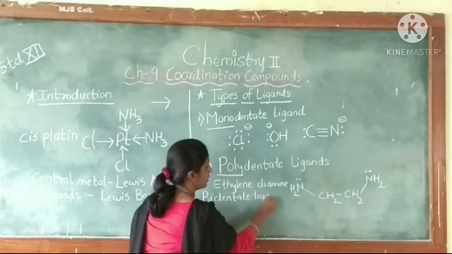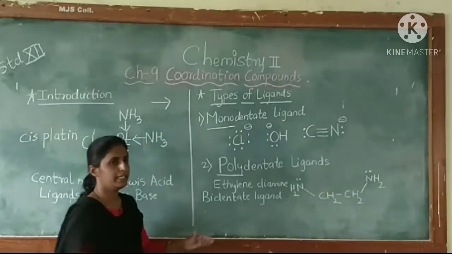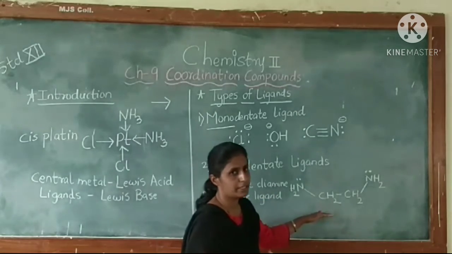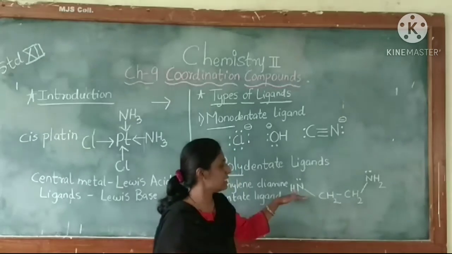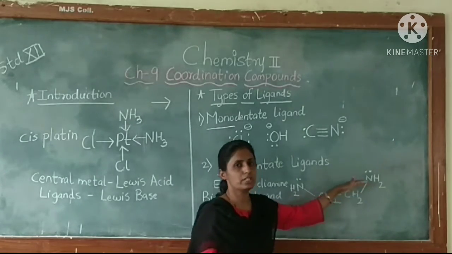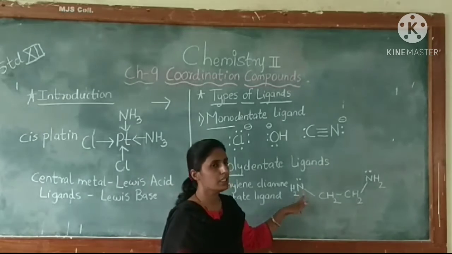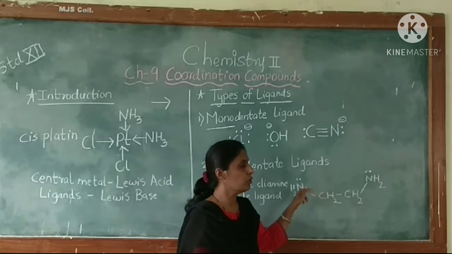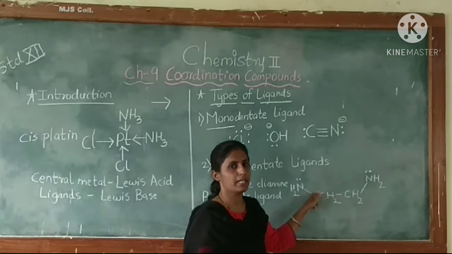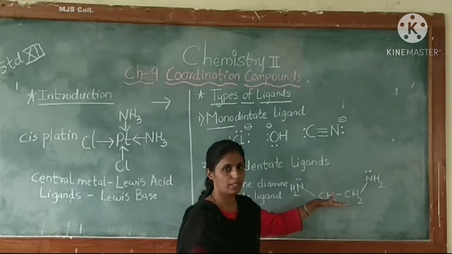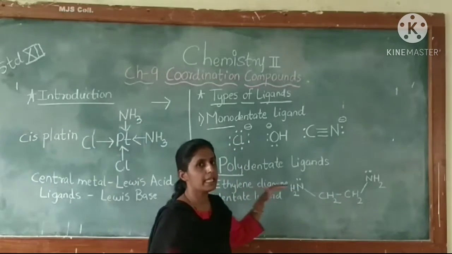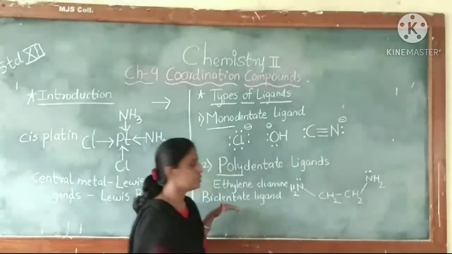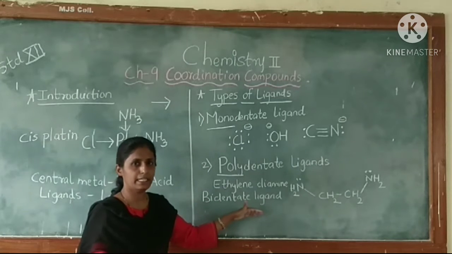Now look at the structure over here. The example of the bidentate ligand I have taken here is ethylene diamine. This is the structure of ethylene diamine. You can see that it consists of two nitrogen atoms. So each nitrogen carries a lone pair, and each of them can donate a lone pair of electrons to the central metal atom. So one ligand of ethylene diamine can form two bonds with a central metal atom. So it is known as bidentate ligand.